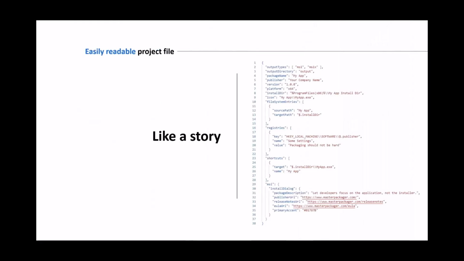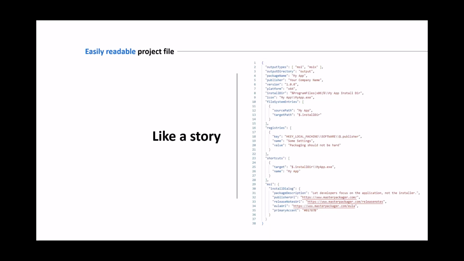As you can see here, you have general information at the top. You can specify what kind of packaging type you want to produce. Is it MSI, MSIX, or both? You set package name, publisher, version, platform, and so on.